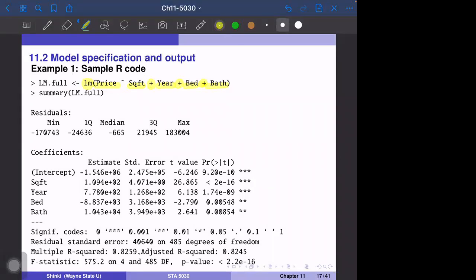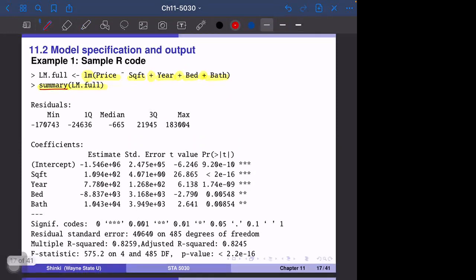We can get the results. And if you type summary of lm full, then we can get this. If we don't put summary, then we will get more basic results, not as detailed as this. Okay, so we will see the result.